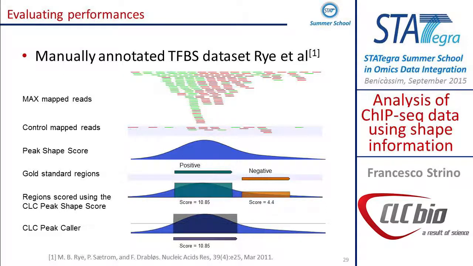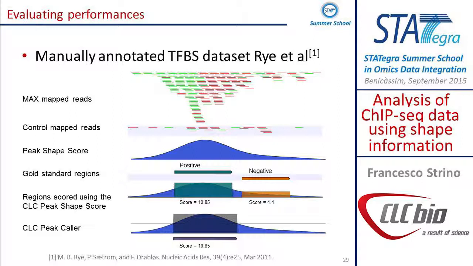So now I'll talk a little bit about how you can evaluate performance for ChIP-seq. In this case, we use some manually annotated transcription factor binding sites. What they did in this paper was to go through a data set, run some peak caller, find some peaks, look at them, and say which ones were good, which ones were bad.